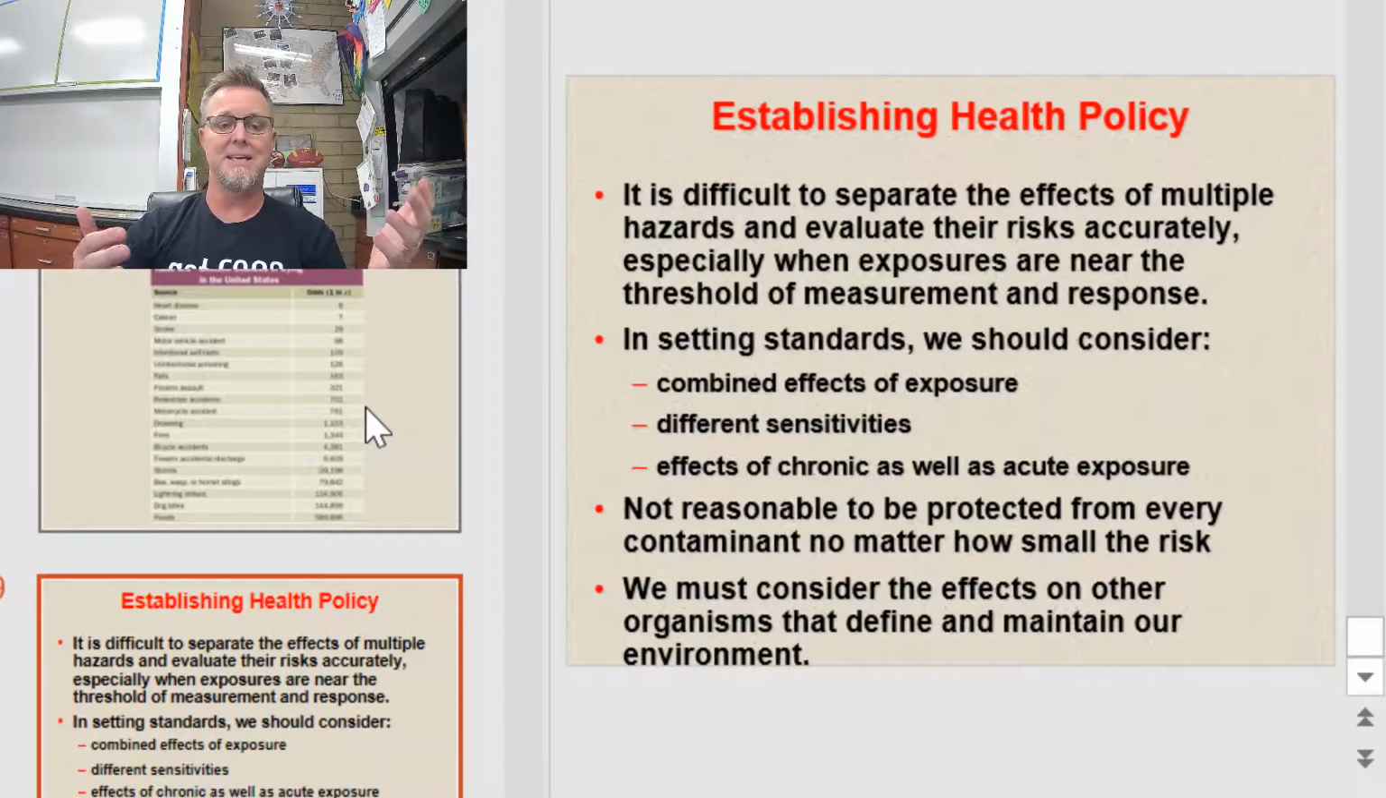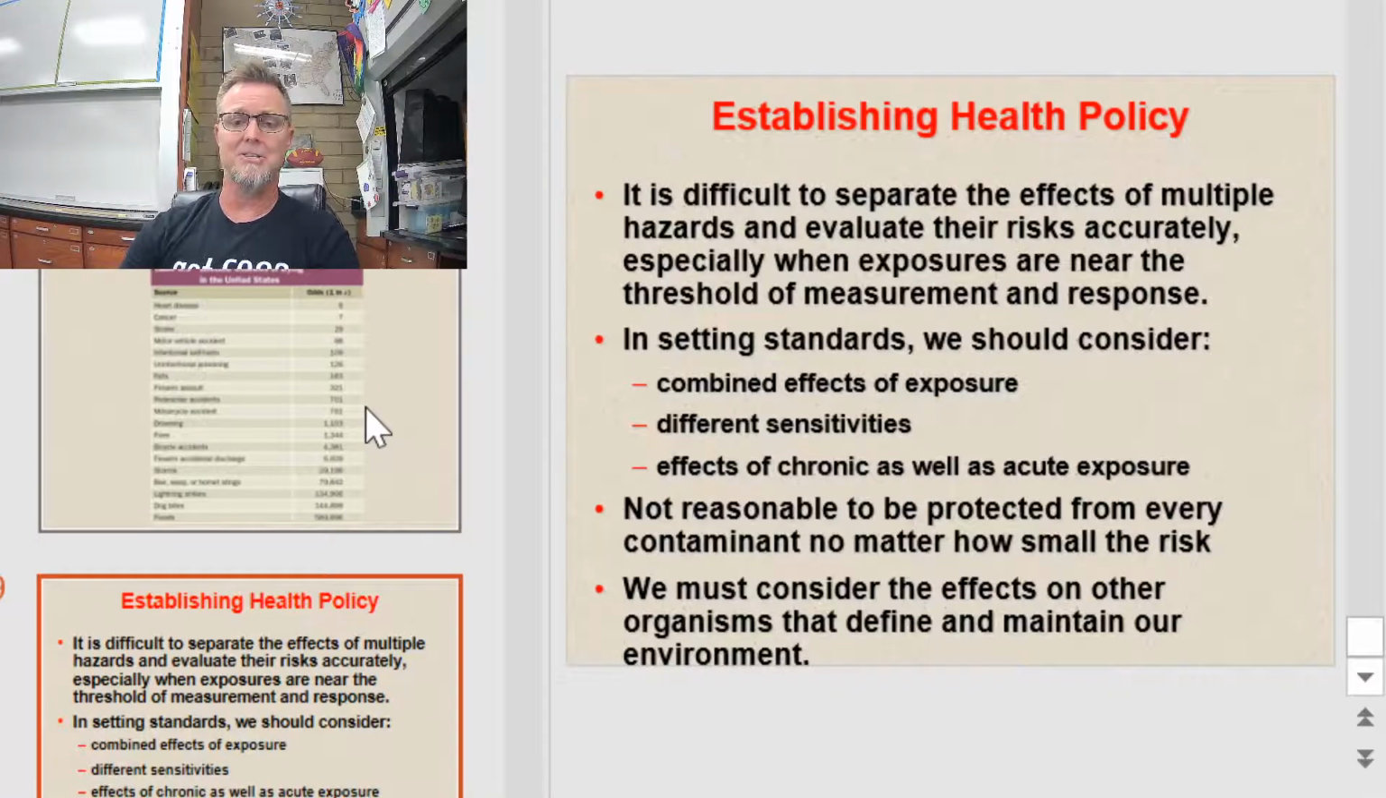So, in setting standards, here's what we should consider. We should consider the combined effects of exposure, different sensitivities, and the effects of chronic as well as acute exposure collectively, so that we can determine what level of exposure people are allowed and what kind of protection they need. It's not reasonable to be protected from every contaminant, no matter how small the risk. We can't just wrap people in bubble wrap and keep them safe from everything. We must consider the effects on other organisms as well and do our best to maintain our environment.